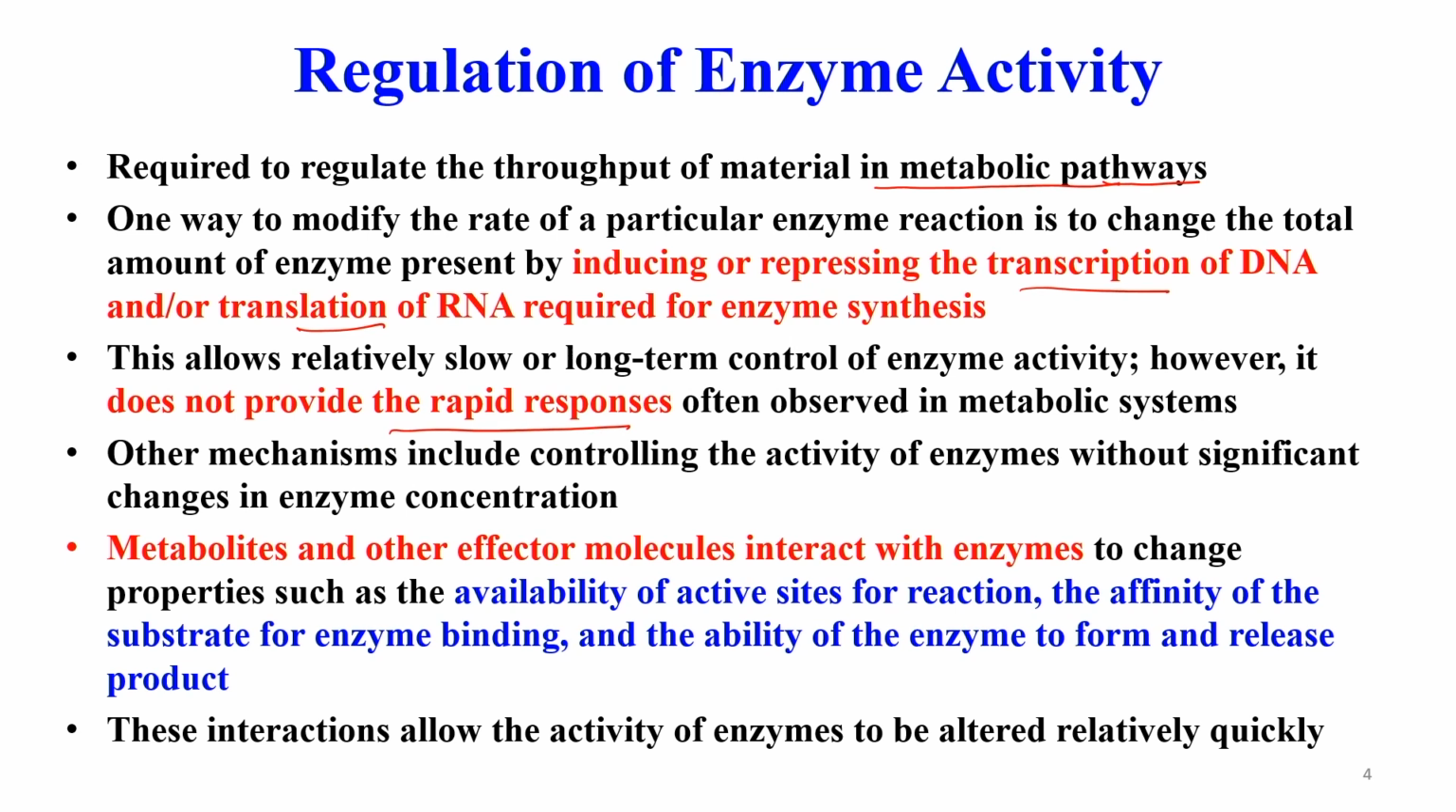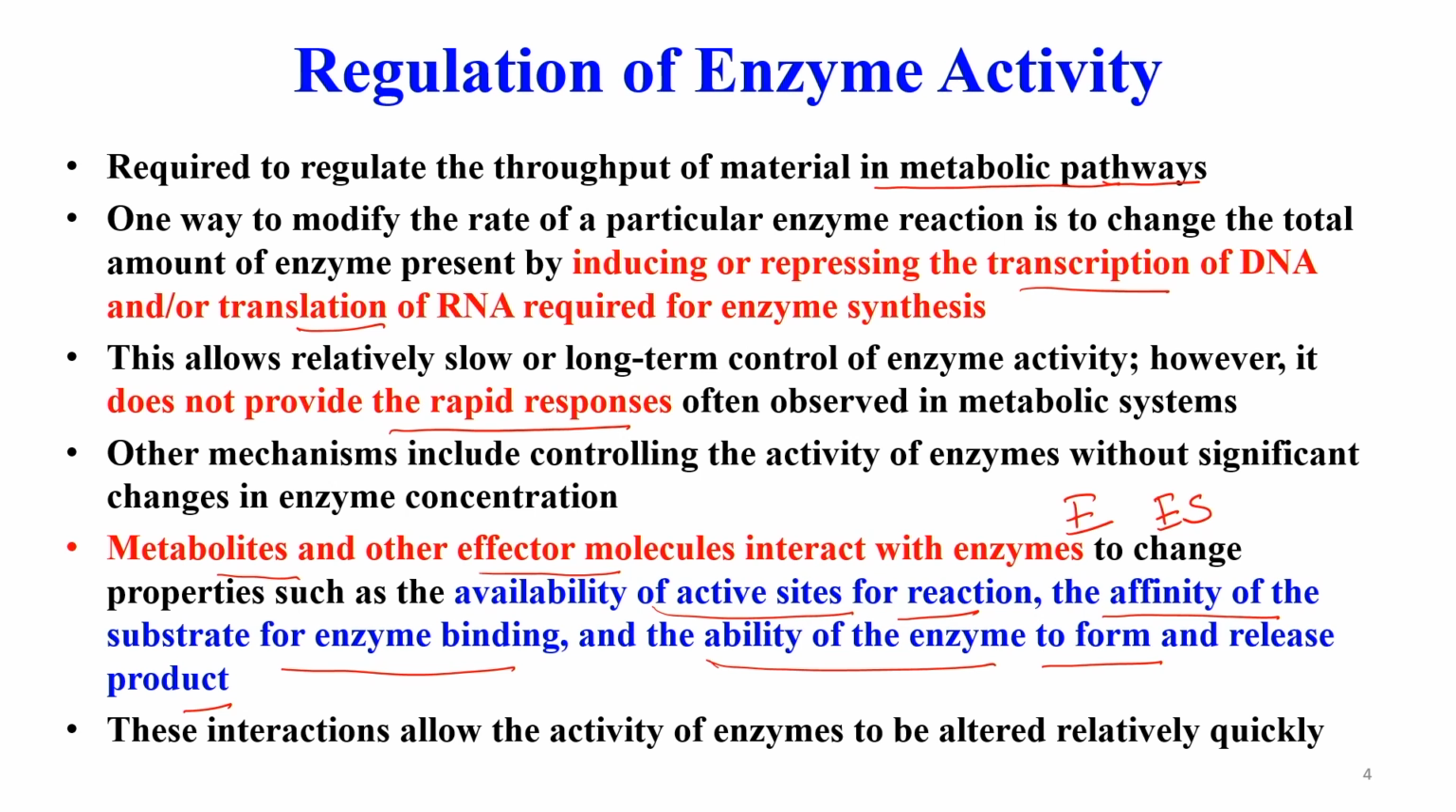So what is the alternative? We can use metabolites and other effector molecules which can interact with the enzyme molecule to alter its catalytic property. How do they alter it? They can alter the availability of the active site for the reaction, alter the affinity of substrate for enzyme binding, and alter the ability of the enzyme to form and release the product. So the molecule can target the E, or it can target the ES.